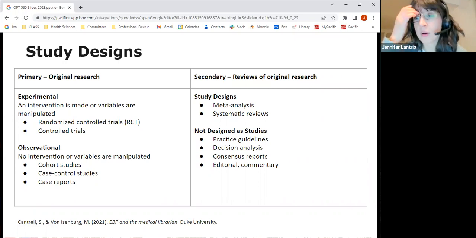Secondary studies or reviews of research can be either studies such as meta-analyses or systematic reviews that gather existing research in a systematic way, and in the case of meta-analyses, perform a statistical analysis on the pooled results. So they are studies in and of themselves as well. Practice guidelines such as AOA's clinical practice guidelines review existing evidence and make guidelines for patient care. And those are not designed as studies.